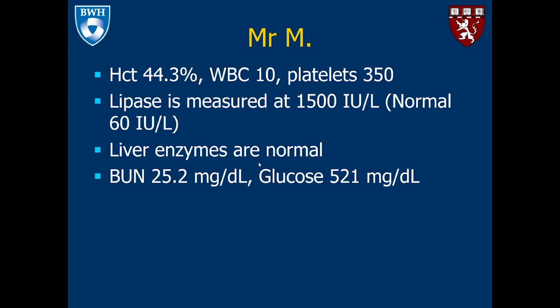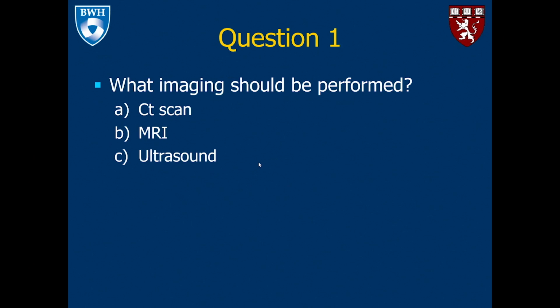On blood work, his hematocrit is 44.3, his white blood cell is 10, platelet count is 350. His lipase is measured at 1,500 units per liter with a normal of 60 in our lab, and the liver enzymes are measured normal. BUN is 25.2 and glucose is 521. So first question is, what imaging should be performed? A, CT scan, B, MRI, or C, ultrasound?